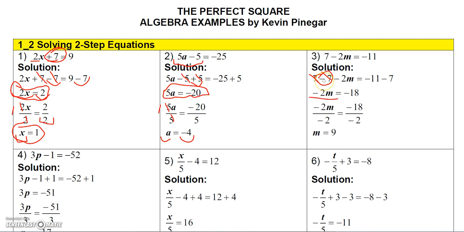Now remember, since I subtracted 7 from the left, I have to subtract 7 from the right, so I get negative 11 minus 7, which is negative 18. And then you have negative 2m equals negative 18. And then to isolate the m, I can divide both sides by negative 2. Because if I divide negative 2m by negative 2, the negative 2 divided by negative 2 is 1. So I just get 1m, which is m. And then on the right hand side, I have to also divide by negative 2. So I have negative 18 divided by negative 2, which is a positive 9. Because remember, a negative divided by a negative is a positive.